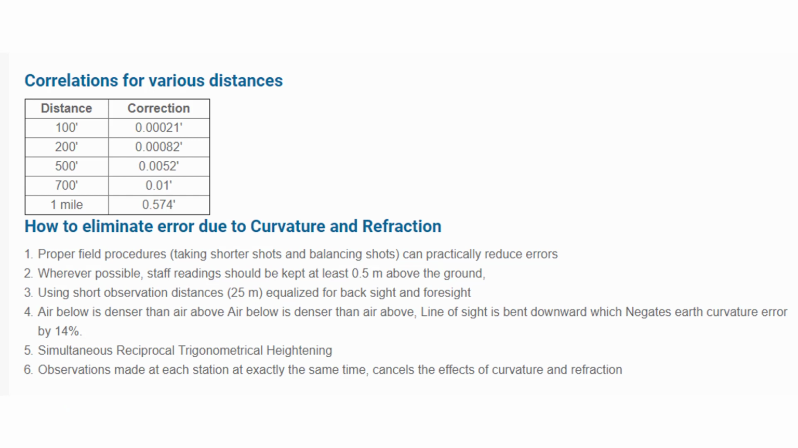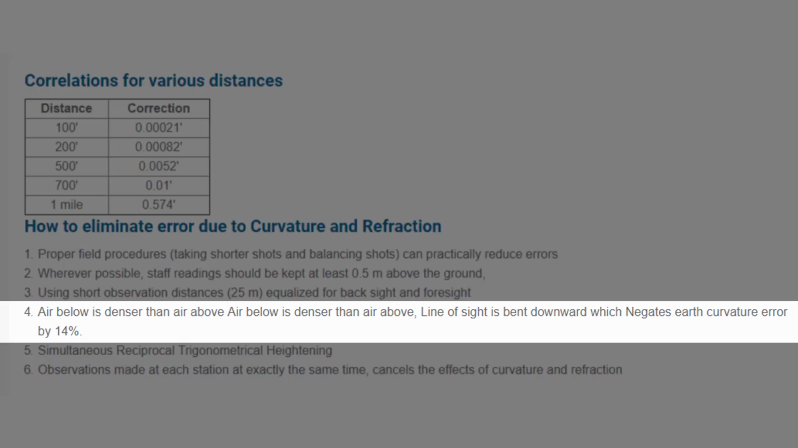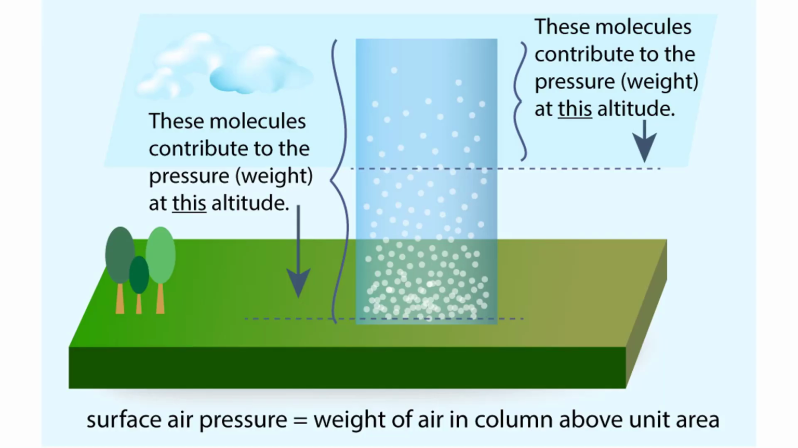Why does Mick West say light refracts downwards? Well, that's because air below is denser than air above, according to Mick. Why is the air below denser? Because atmospheric pressure increases as you go lower.